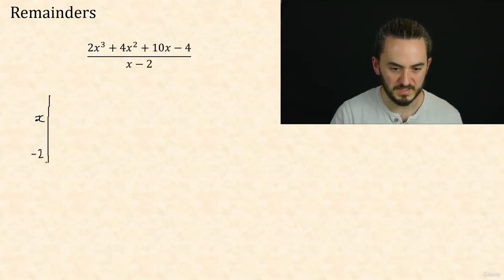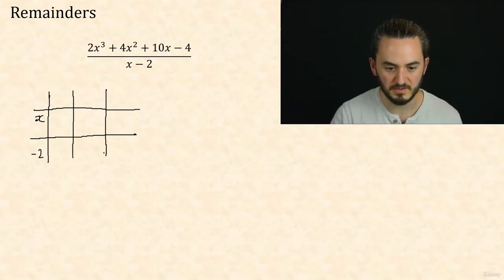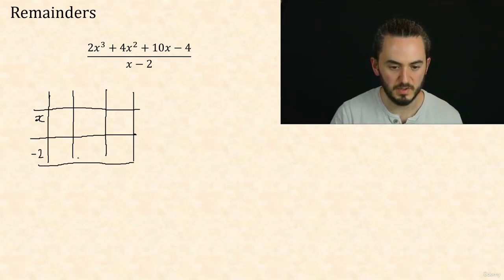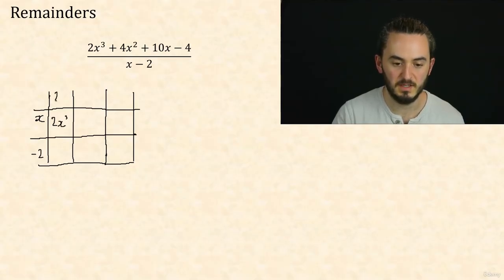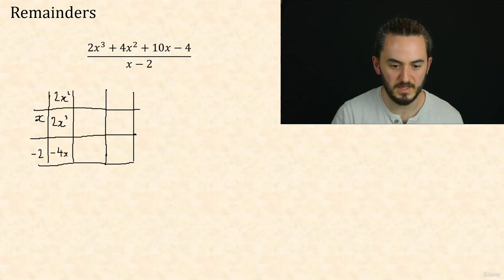So remember that when we set up our division, we create our grid. And since it's a cubic and we're dividing by a linear term, it means it's going to have to be a quadratic up here. So an x squared column, an x column, and a constants column. Okay, so we know that the first term, 2x cubed, must be in here, and it must have been the result of multiplying x by 2x squared, because 2x squared times x is 2x cubed. Now we can fill in this one. 2x squared times minus 2 is minus 4x squared.